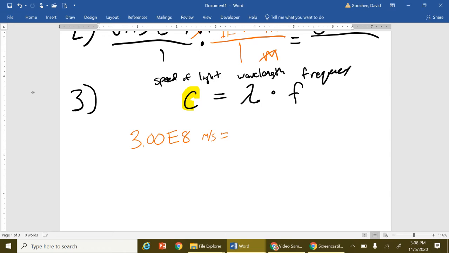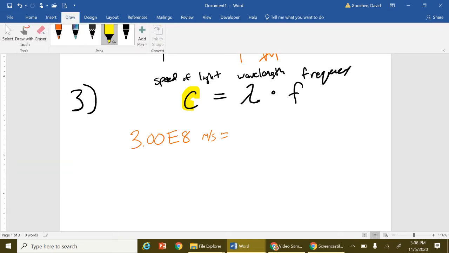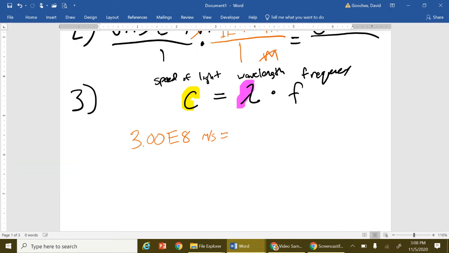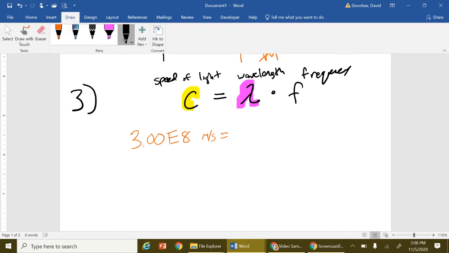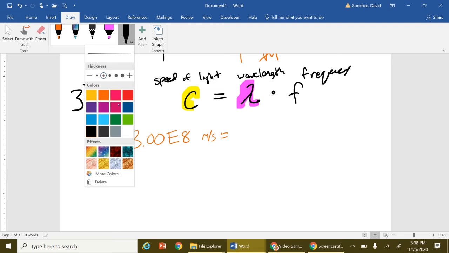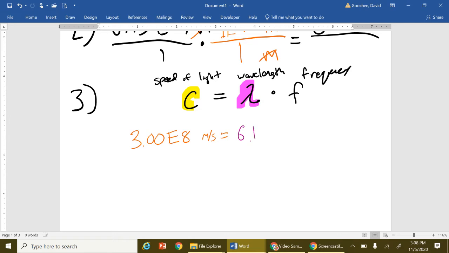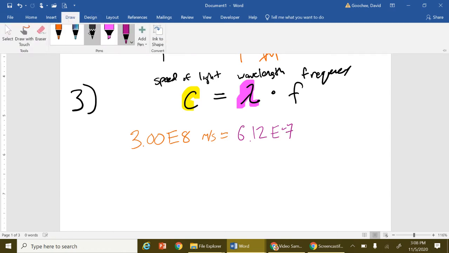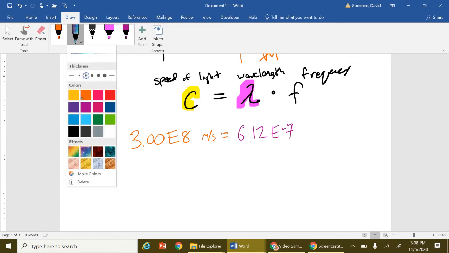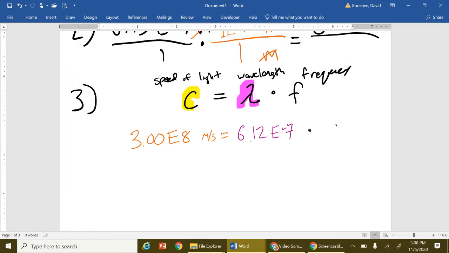And that's equal to the wavelength times the frequency. Now, it just so happens that you have been given the wavelength in this problem. You were told that the wavelength of this electromagnetic radiation was equal to 6.12 times 10 to the negative 7th meters. So you know that, and lastly, you're trying to find the frequency.